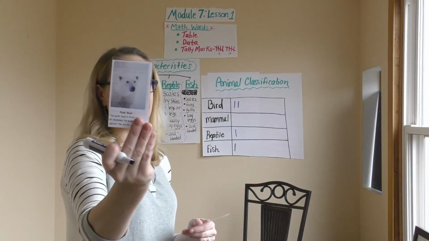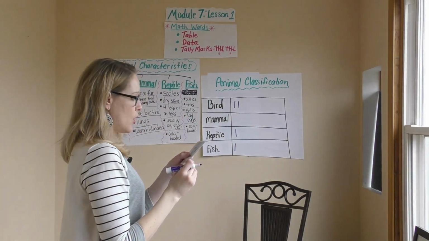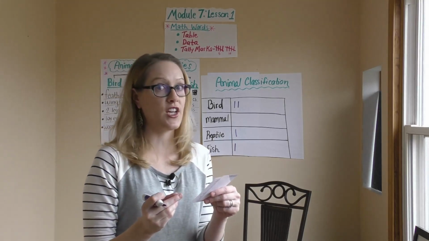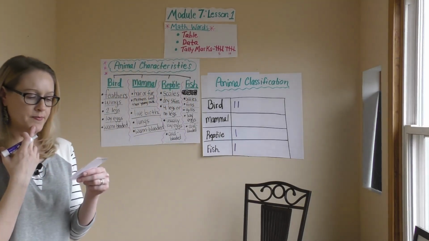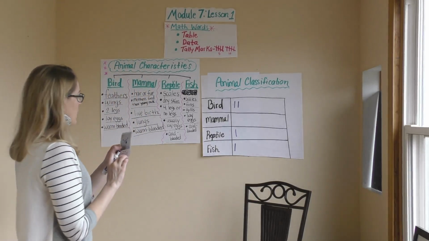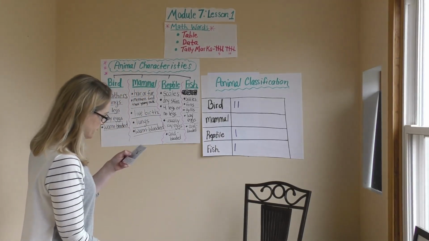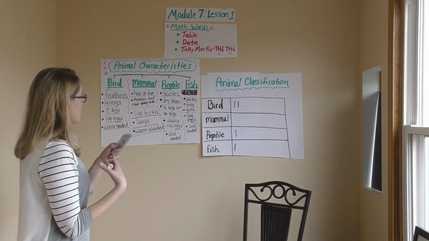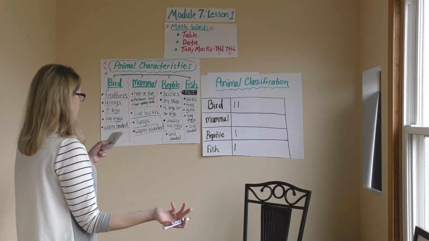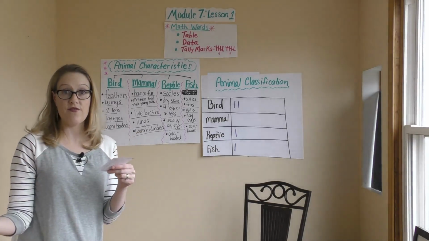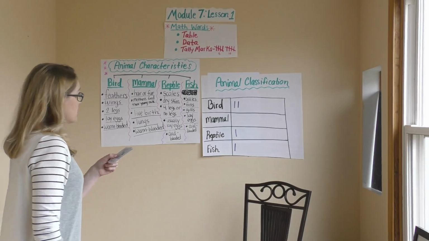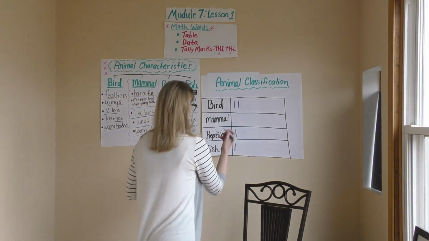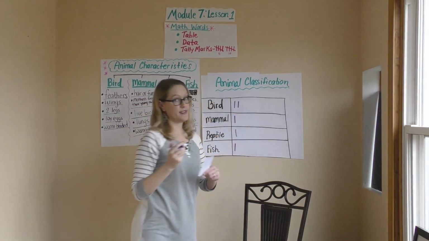The next one is a polar bear. The polar bear's thick coat of insulated fur protects against the Arctic cold. Okay, it does have hair or fur. The mothers feed their young milk. I do know that it gives birth to live polar bears. And polar bears are warm-blooded. So I'm going to say that a polar bear is a mammal.